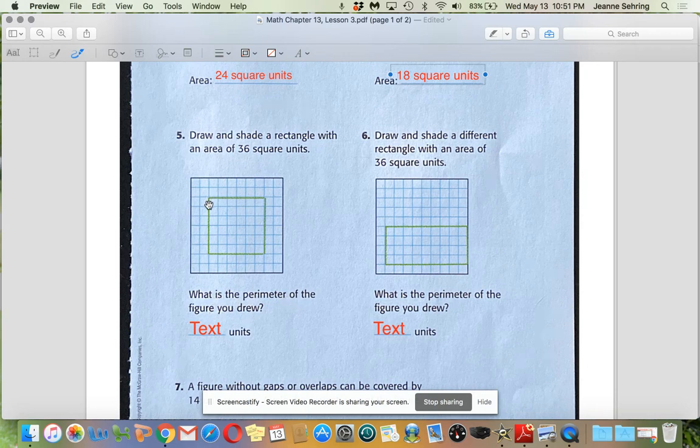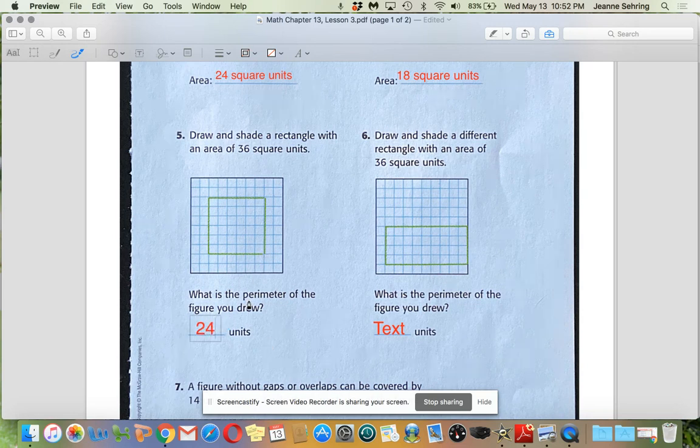Well, this is a square. Do you remember what I said about squares? All 4 sides are the same length. So the top is 6, the side is 6, the bottom is 6, and this side is 6. So 6 times 4 is 24 units.